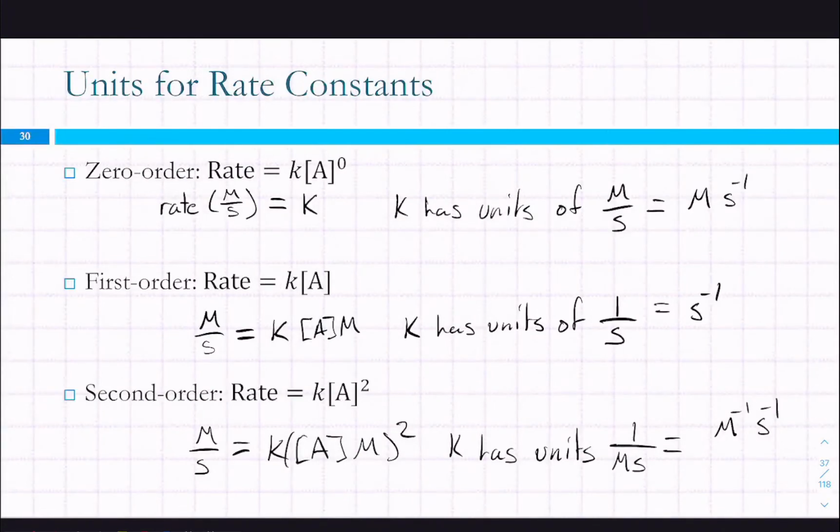Just to make sure I mention this, this is how you solve to get whatever k is going to be. But the units of k are such that when you multiply k by your concentration raised to whatever reaction order it is, your rate always has units of molar per second. So that's why the units of k change depending on reaction order, because rate always has to be molar per second. Constants sometimes can have funny units.